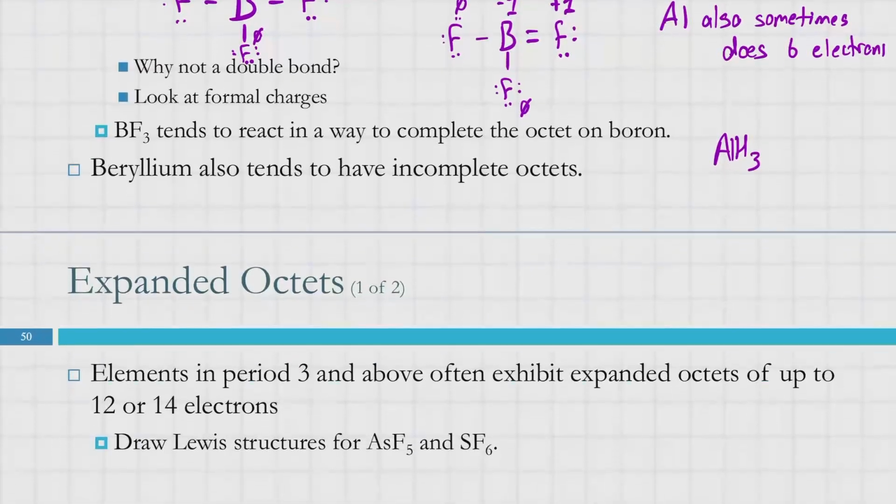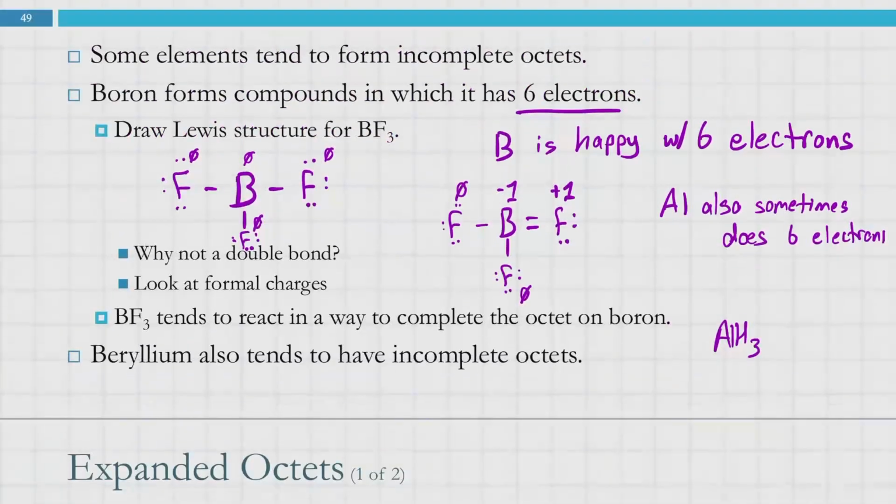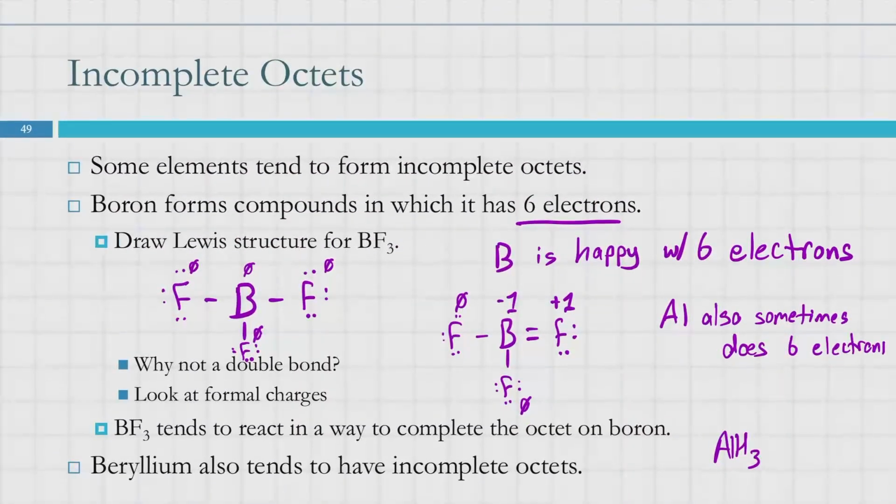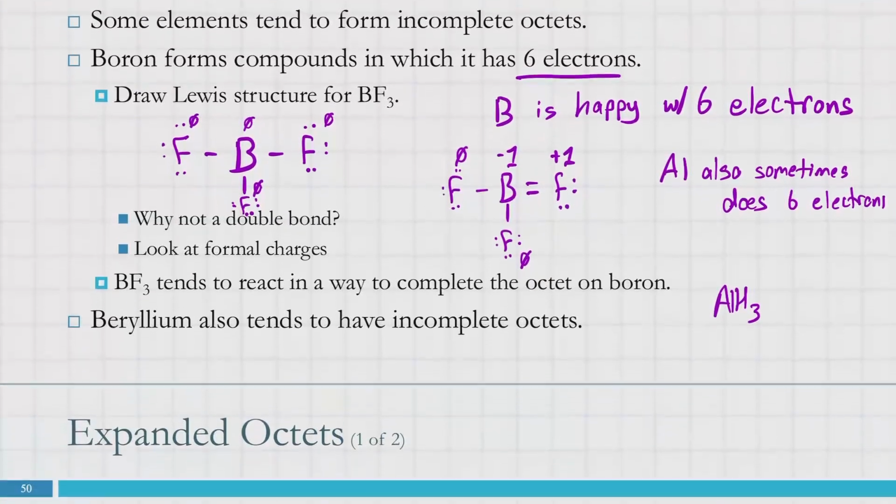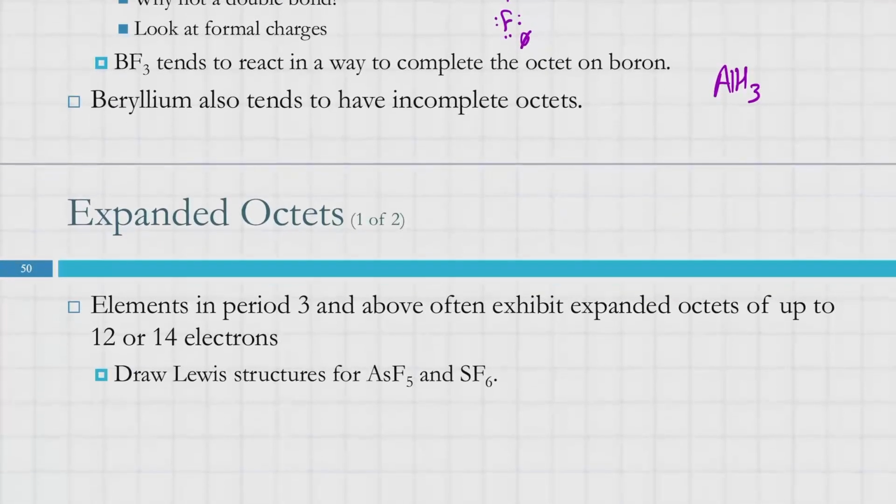Beryllium also tends to have incomplete octets. Boron is the big example. Boron is okay with 6 electrons. That's the whole takeaway from the incomplete octets, essentially. Boron is okay with 6 valence electrons. It's a weird one.